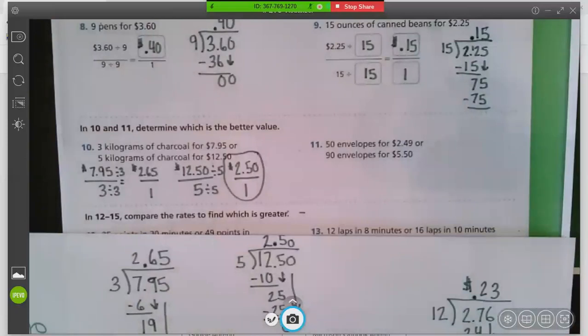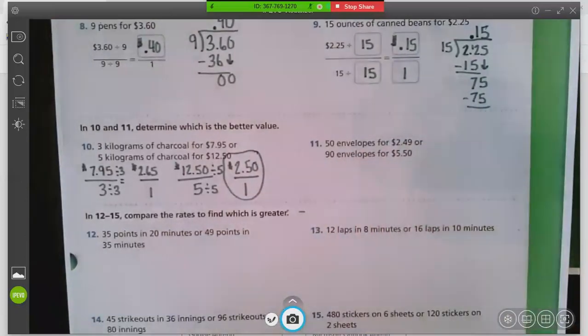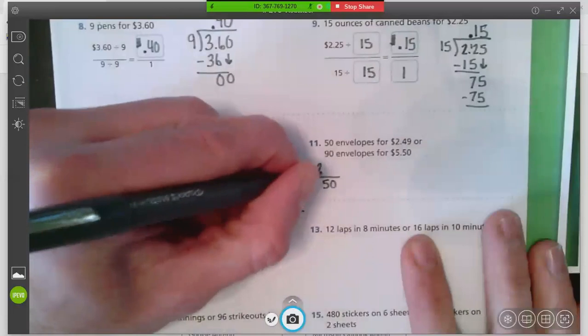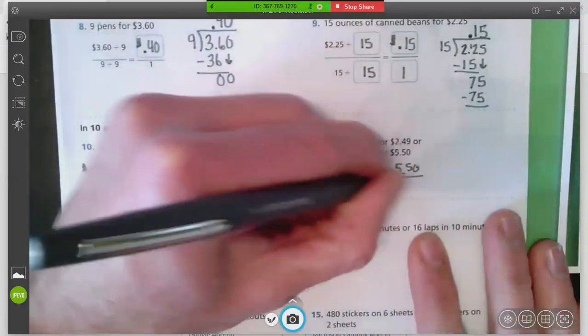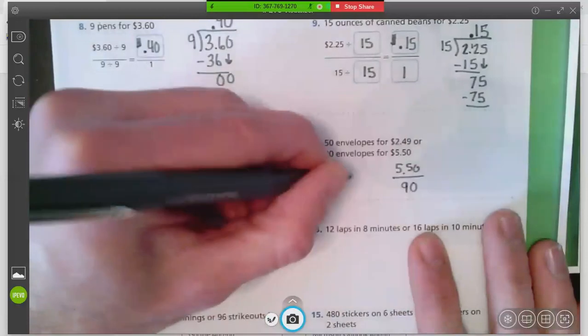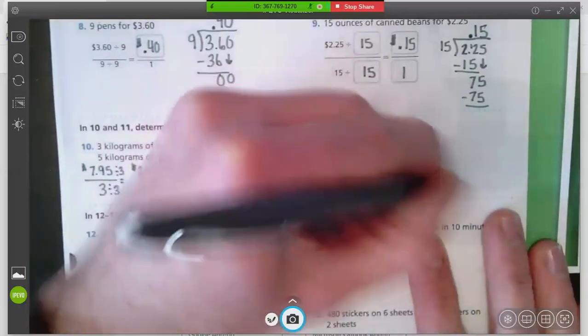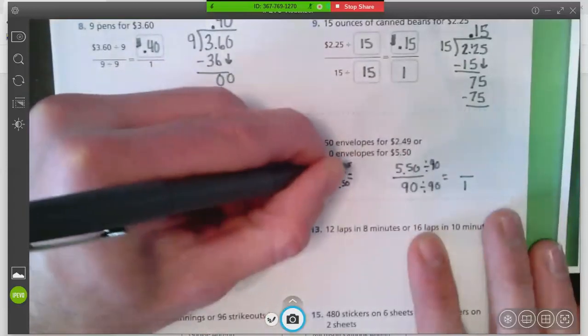Okay. So now let's look at the envelopes. What do we need to do here? We have 50 envelopes for $2.49. What do we need to do? $2.49 on top and 50 on the bottom. $5.50 on top and 90 on the bottom. Good. $2.49 over 50, and then $5.50 over 90. Okay. So we want to divide both sides. This one, we're going to divide by 50.